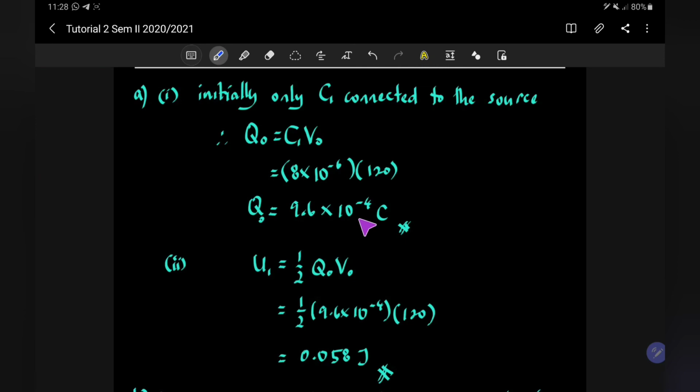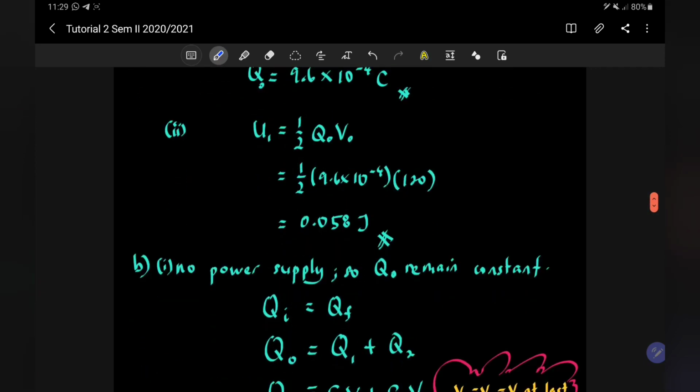Okay, so remember, when C1 is fully charged, then we take out the power supply, isn't it? So there is no more supplier for the charge, so Q0 still remains constant. Alright, for the second question, they ask you to calculate the energy stored by the capacitor. At this time, only C1 is functioning, so we label the energy as U1. U1 means the U stored by C1 equals half Q0 V0. So this is Q0, the charge stored by C1, and V0 is the potential supply before, so you will get 0.058 joule.